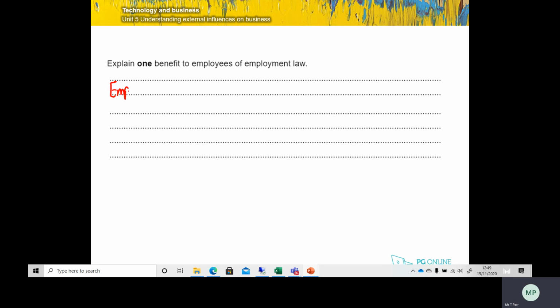So, employment law aims to, let's talk about discrimination, reduce discrimination in the workplace. Okay, I've got 1 mark for that so far. I've stated a benefit. Employment law aims to reduce discrimination in the workplace.